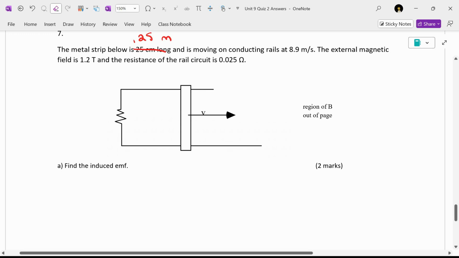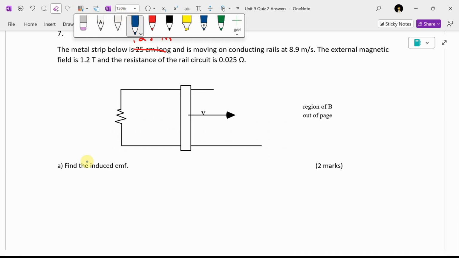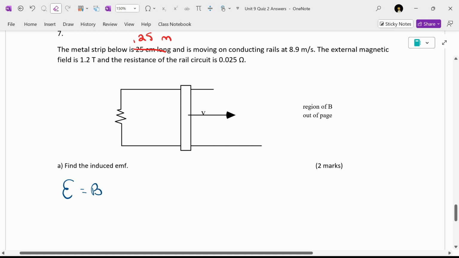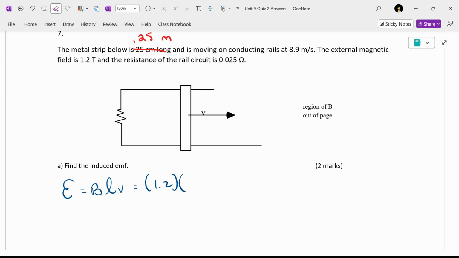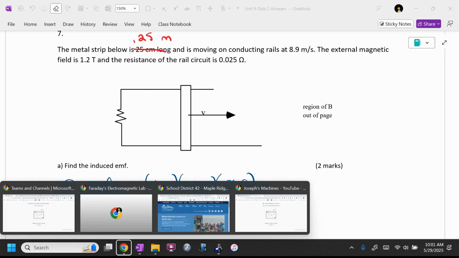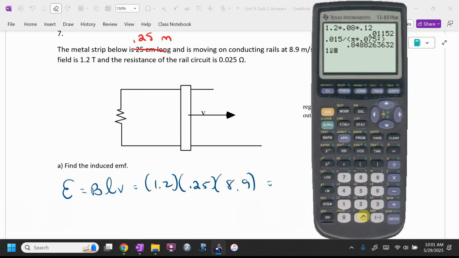First, it says find the induced EMF. This is a bar, not a coil. I'm going to use the induced EMF equals BLV. It's going to be 1.2 Teslas, very strong magnetic field. It's going to be a length of 0.25, and it's going to have a speed of 8.9 meters per second. 1.2 times 0.25 times 8.9. I get 2.67 volts.